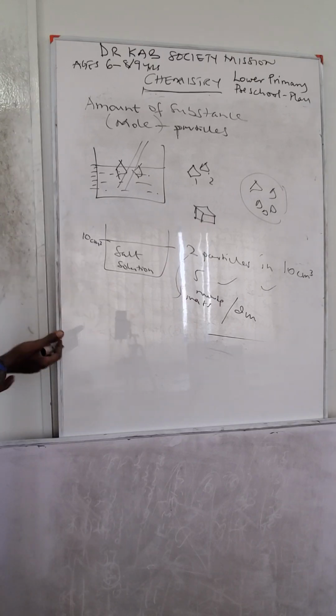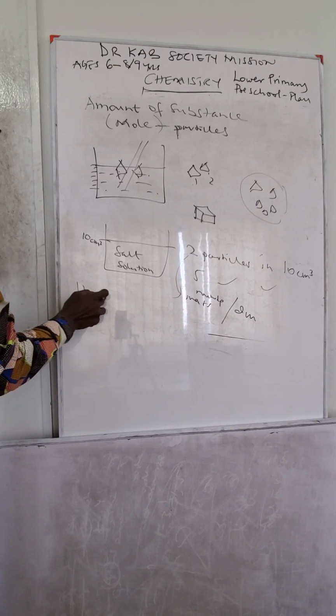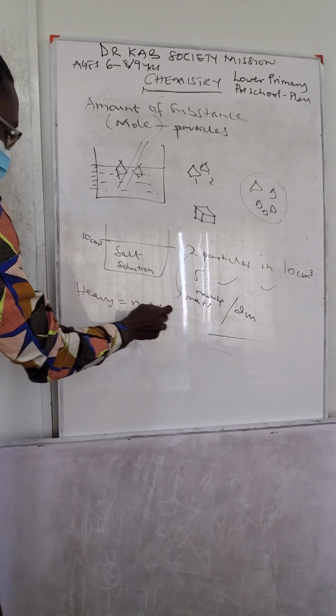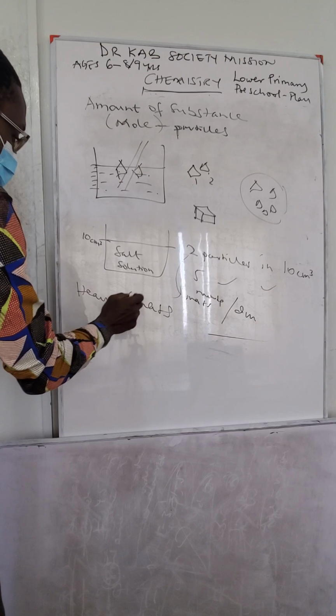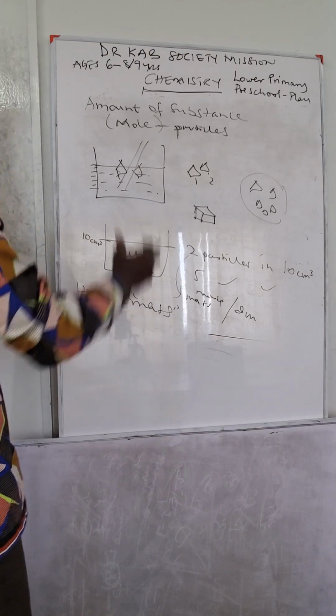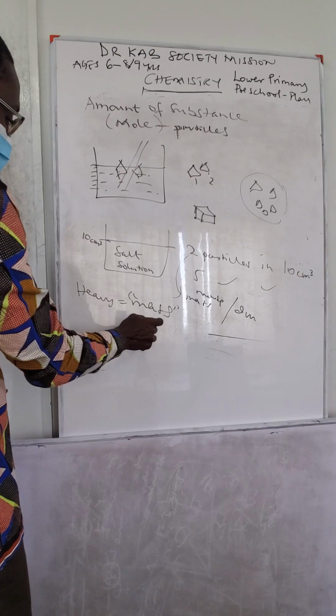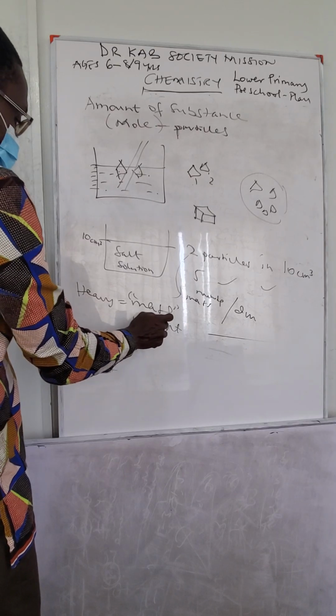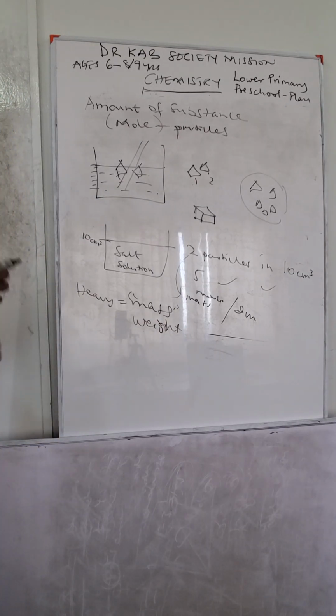So the weight of something, how heavy something is, is the mass. And then once you have multiplied by the earth pulling it, we call it weight. We'll come to the difference later as we go.